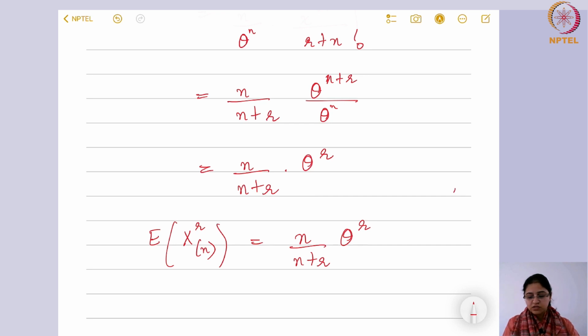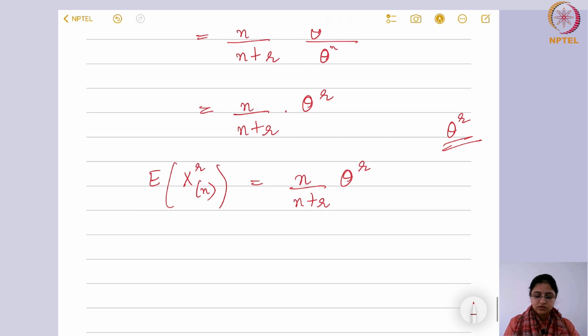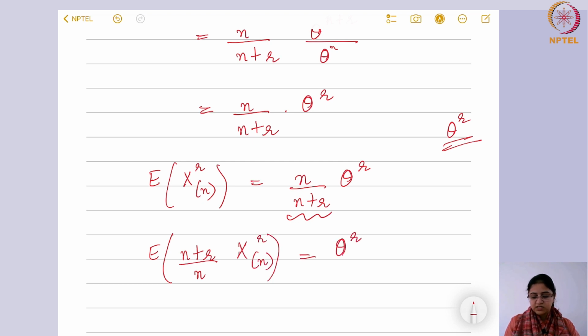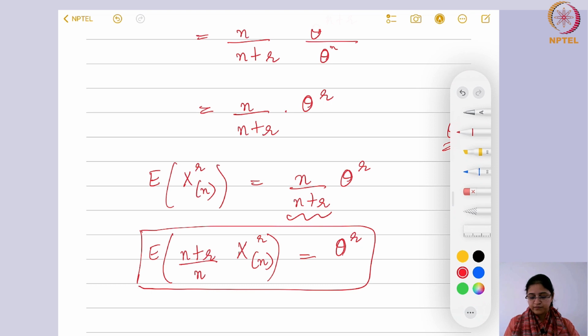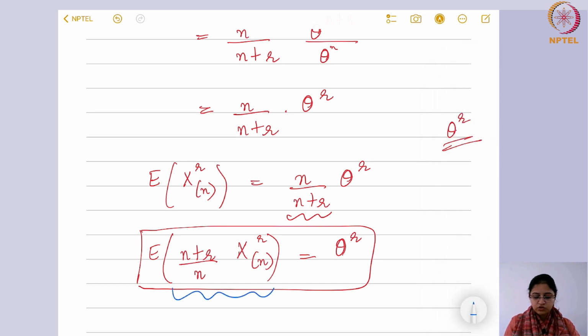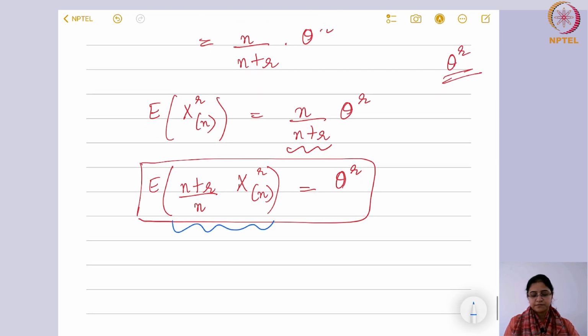Your interest was in theta raised to power r. If I have to find an unbiased estimator, this is a constant for us, so we can simply take it inside the expectation and it won't affect anything. So n plus r over n times X ordered n raised to the power r is going to be an unbiased estimator for your theta raised to power r, right? So this is basically your unbiased estimator.